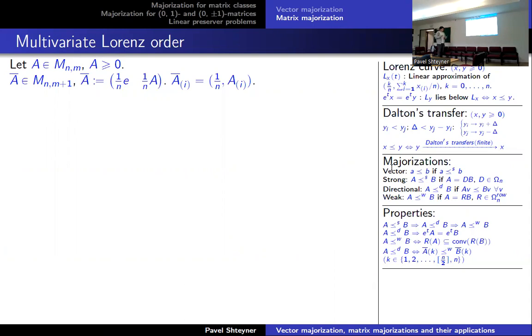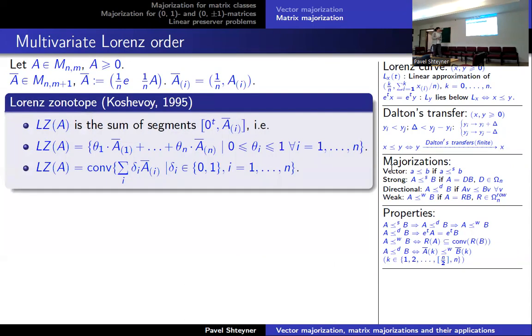For now, non-negative matrices: a matrix A, n times m. We consider an auxiliary matrix. We have the column of ones divided by n, and this is the first column, and the remaining m columns are the initial columns of A, but divided by n. So what you do is define this set in a similar way. These sets are called Lorenz zonotopes. The Lorenz zonotope of A is the sum of line segments, the segment from zero to the ith row of this matrix A-overline.